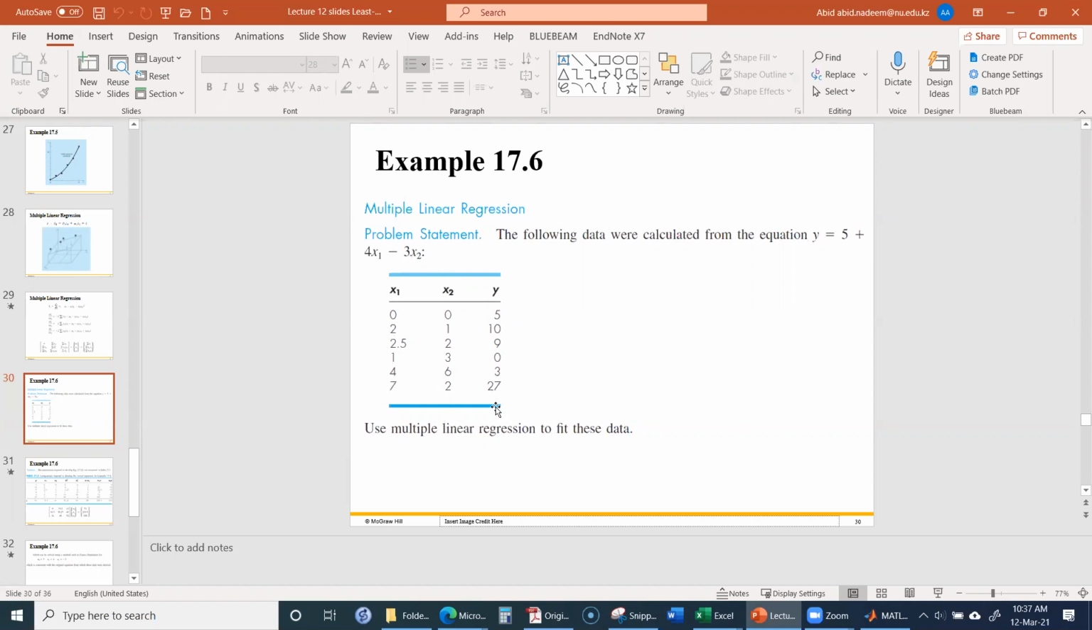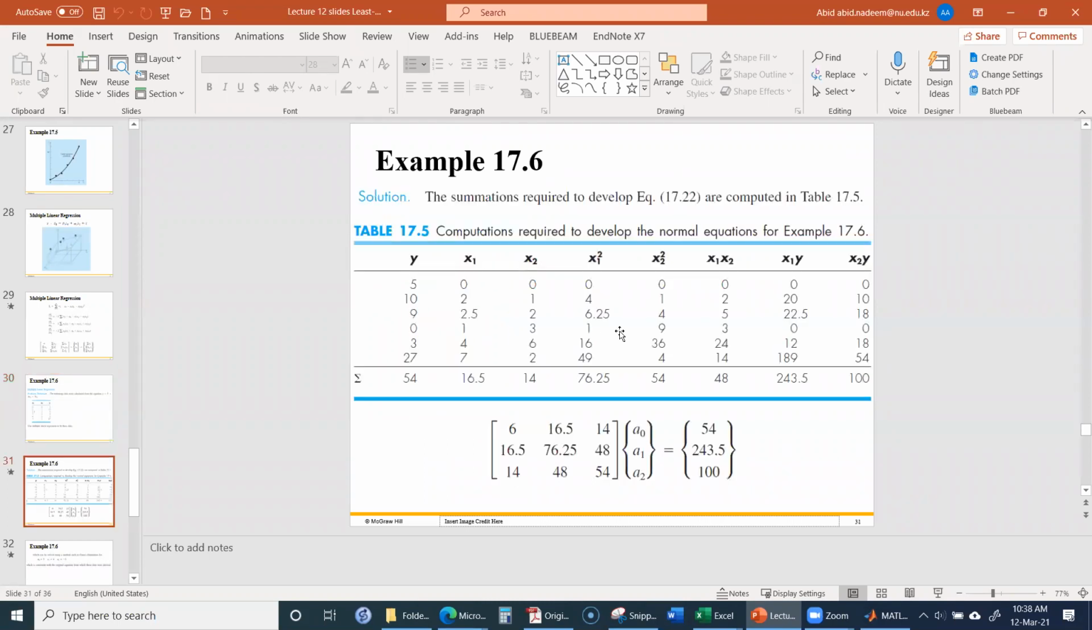Okay, anyway, but just suppose that we have only these data points. So from these data points, can we get back this equation? The answer is yes, we can use this multiple linear regression to get back this equation. Okay, so use multiple linear regression to fit these data.